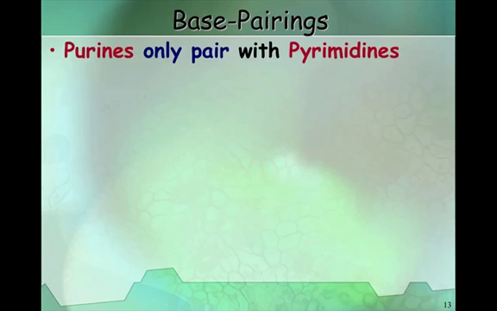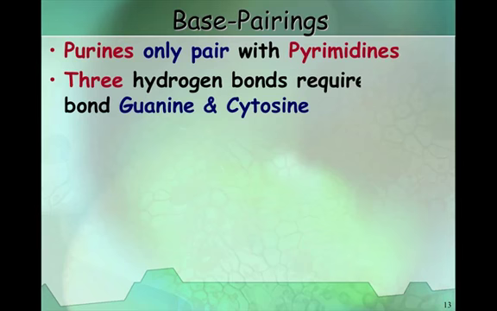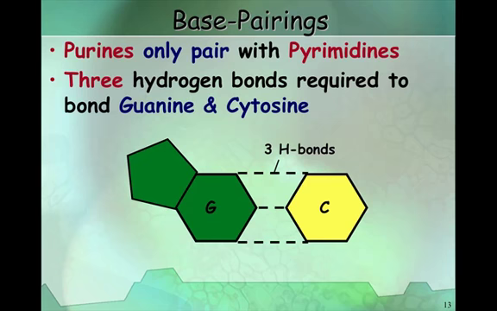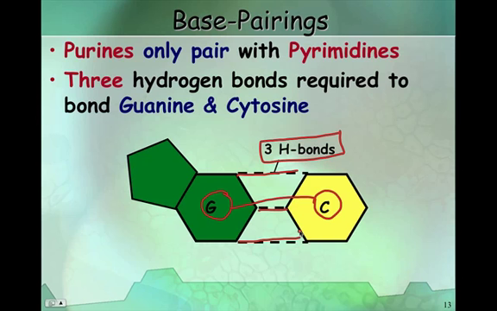Purines can only pair with pyrimidines, and 3 hydrogen bonds are required to bond guanine and cytosine. So guanine always bonds with cytosine, and they are held together by 3 hydrogen bonds. These bonds are very easily broken, so that when replication takes place, it's very easy to split them up.